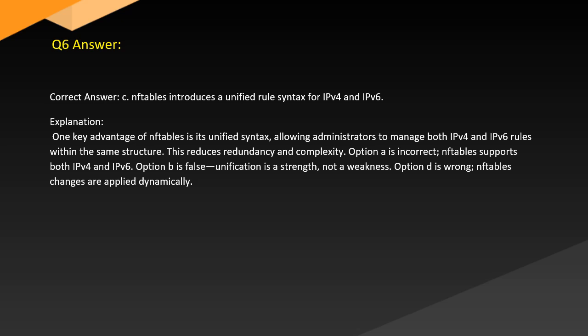Option A is incorrect. nftables supports both IPv4 and IPv6. Option B is false. Unification is a strength, not a weakness. Option D is wrong. nftables changes are applied dynamically.